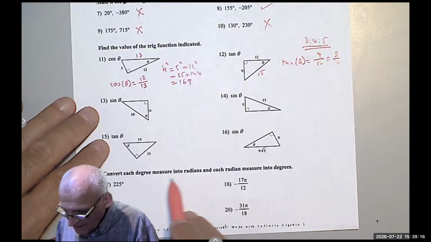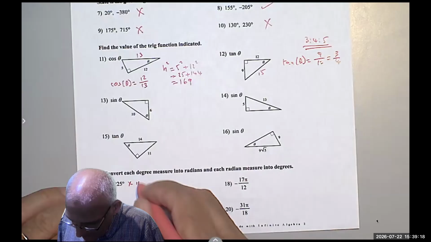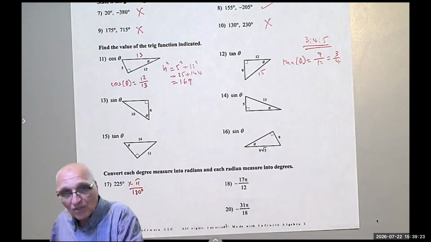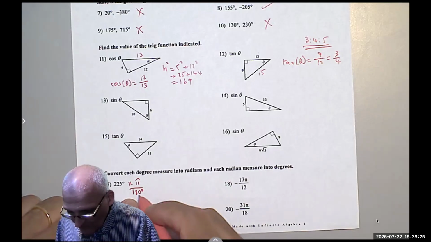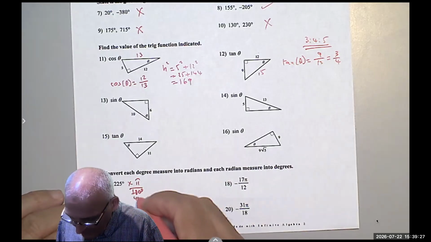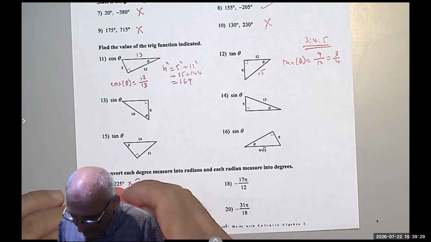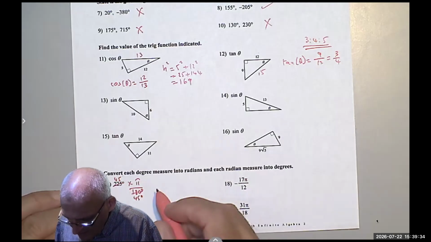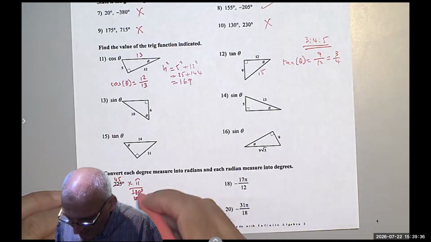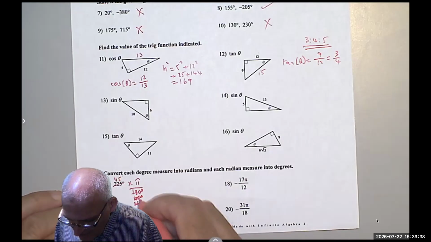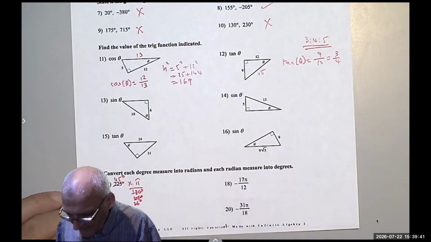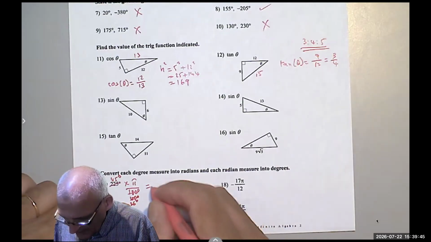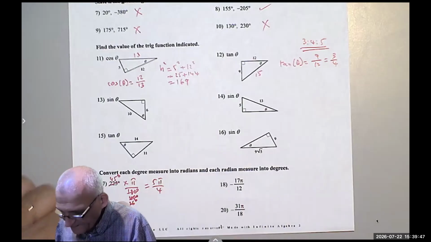Convert each degree into radian, multiply by pi over 180 degrees. Okay, this is 4 times 45. So if I divide by 4, I get 45 degrees. If I divide by 5, I get 36 degrees, and I divide by 5, I get 45. I divide by 9 again. This is 5 and that's 4, so I get 5 pi over 4.